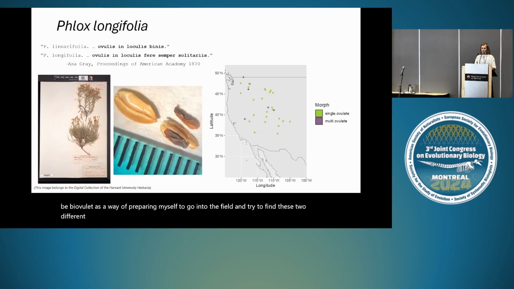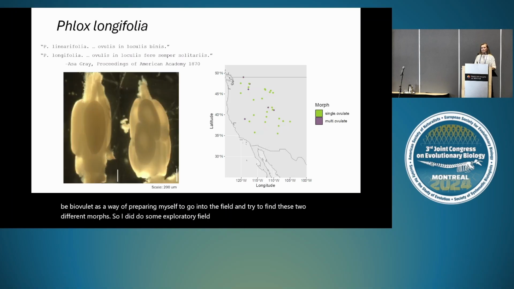So I did some exploratory field work, and I was able to show for the first time in the field, looking at live plants, that there is variation in ovule packaging within this species, where there are some populations that have a single ovulate morph, which is shown on your left, and other populations that have this multi-ovulate morph.